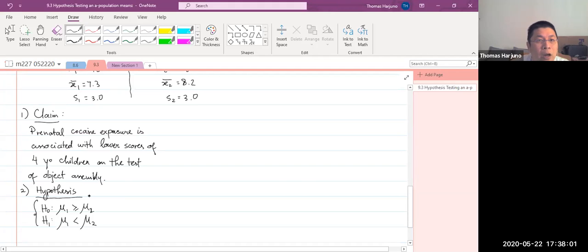Okay, so the claim is here. This is the claim here, right? Now I need to modify this though, because I don't have a constant on the other side. I modify this hypothesis to be mu1 minus mu2 is greater than or equal to 0, versus mu1 minus mu2 is less than 0.